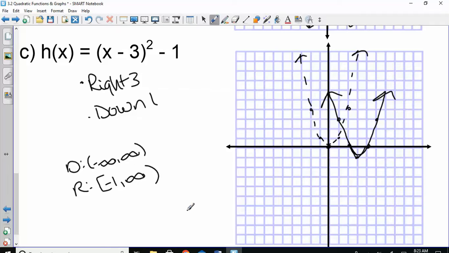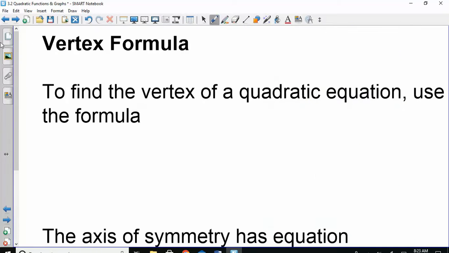Alright. Are we okay with the transformations? And you could give me the vertex, domain, and range from those graphs? Alright. So if it's written in standard form, like the very first one we did, we know plotting points is not very efficient. We need another option. So there is actually a formula to find the vertex. So it's x equals, remember? Opposite of b over 2a.